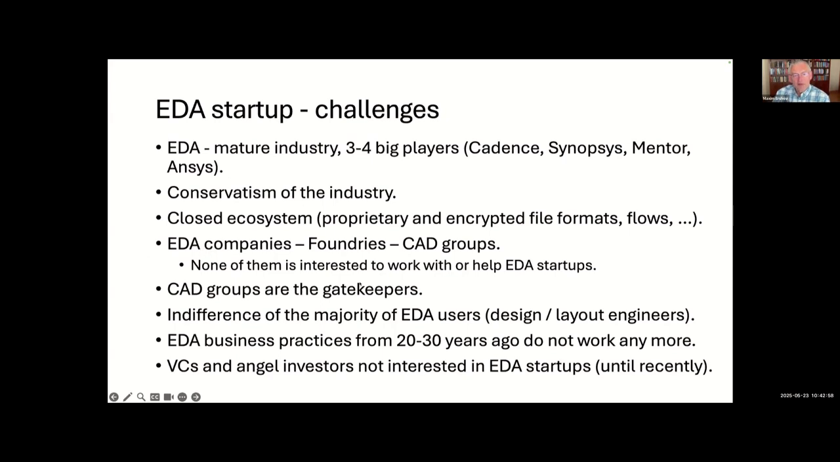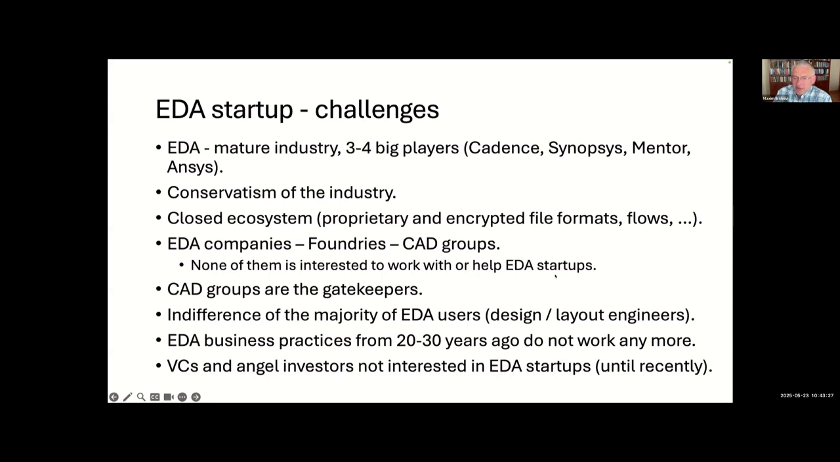Also, the semiconductor industry is formed by these three pillars: EDA companies, foundries, and semiconductor companies. And the gatekeeper for the semiconductor companies for EDA is CAD groups, computer-aided design groups. And it may be counterintuitive, but the practice shows that none of these entities, none of these partners are interested to work with or to help EDA startups.